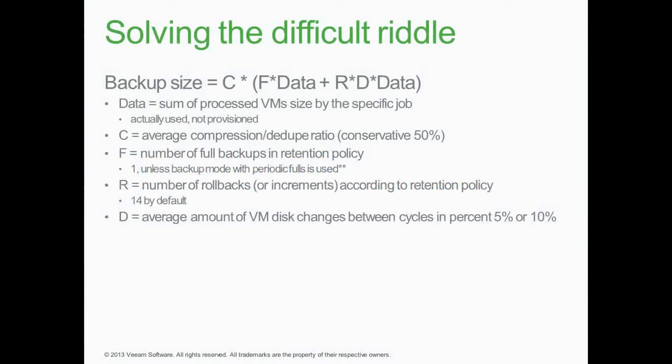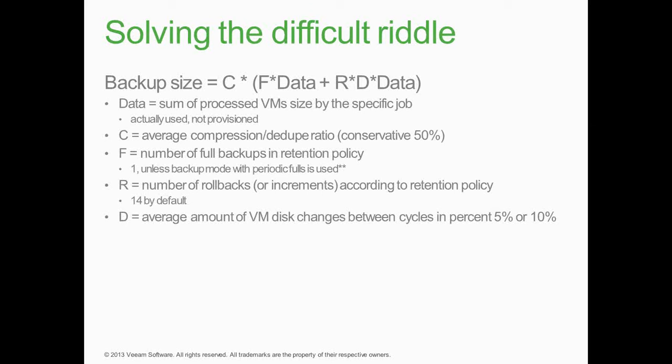So basically the formula says your backup size is equal to C * F * Data + R * D * Data, where Data is, as you can see, the sum of processed virtual machine size by a specific job. C would be my average compression and deduplication ratio. Now this is just conservative. We are talking about 50%.